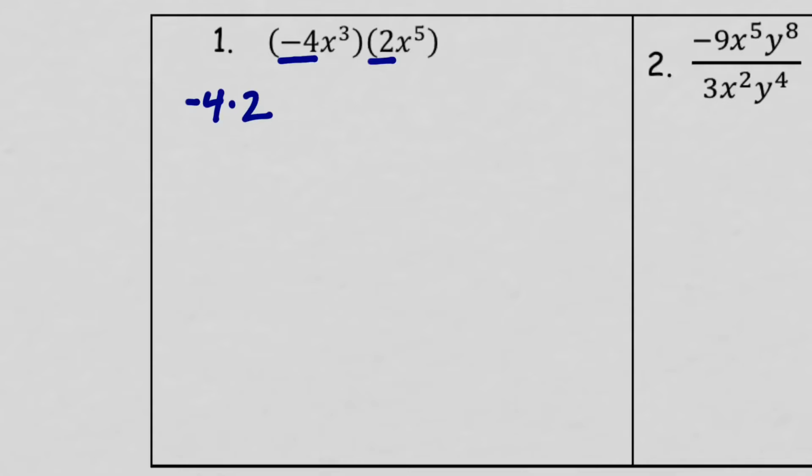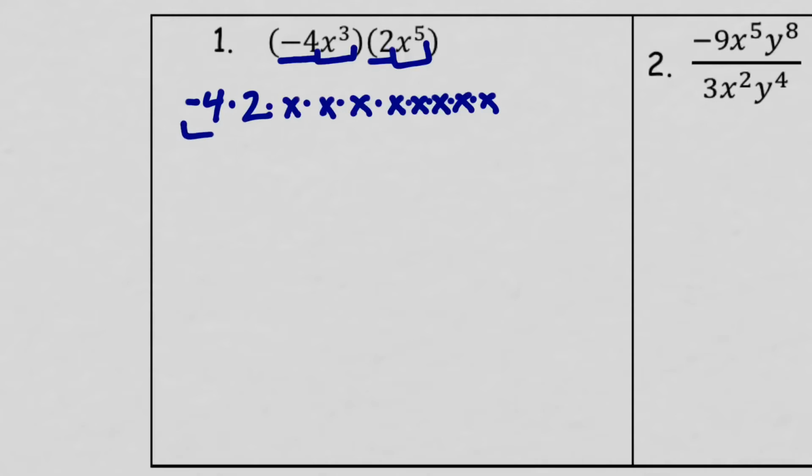And now I'm going to look at my x values. Well, I have 3 x's. And now I have 5 x's. 1, 2, 3, 4, 5. And those x's aren't necessarily stuck with the numbers. You can move them around. The associative property tells us that we can change the order that they're in. We can move them around.